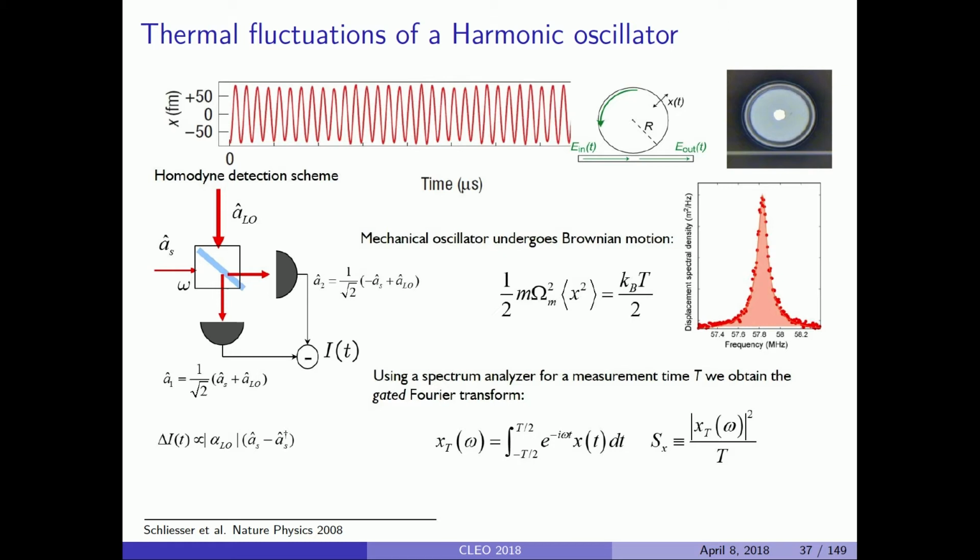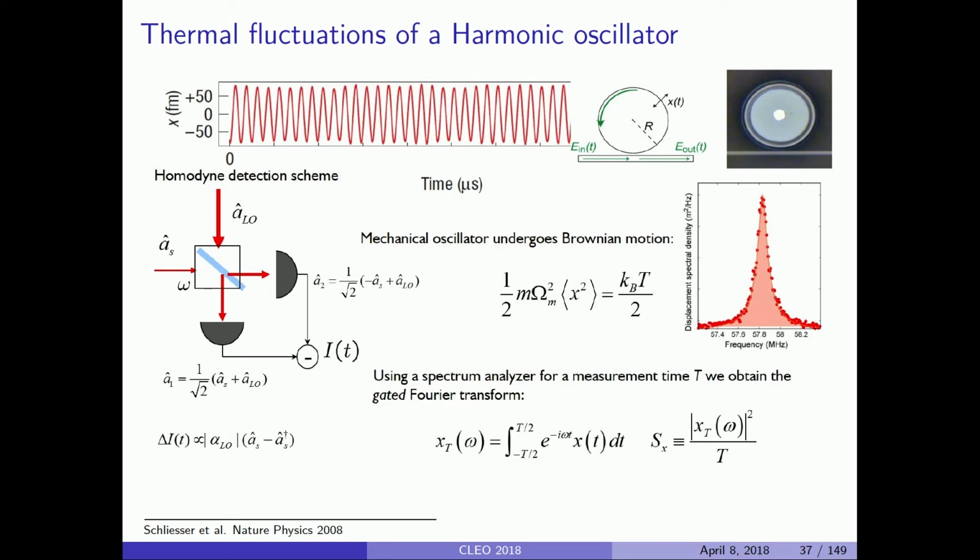If you take this trace and Fourier transform it, you get a mechanical spectrum. You see the eigenfrequency, the width is the damping rate, and if you integrate the spectrum, you get something proportional to kBT over 2. What a spectrum analyzer is doing, mathematically, is taking a gated Fourier transform. It calculates the autocorrelation function over a finite time, and that time is just the resolution bandwidth we choose.